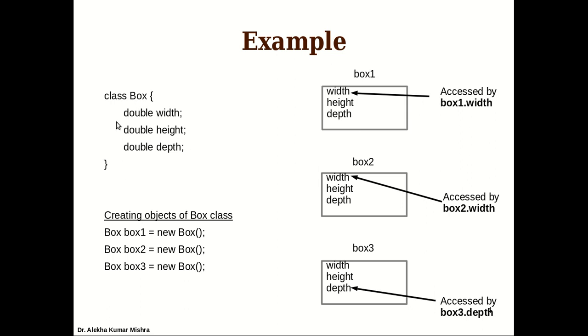And we can define all the members. We have three data members, or data fields, in the class: width, height and depth. All are of double type, as we're taking maximum range into account. So this is how the class is defined.